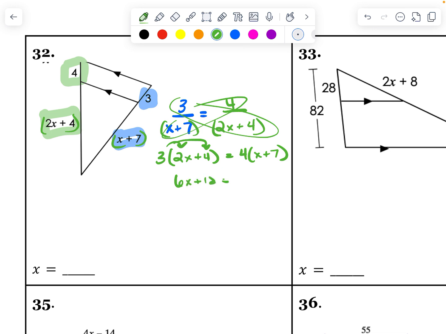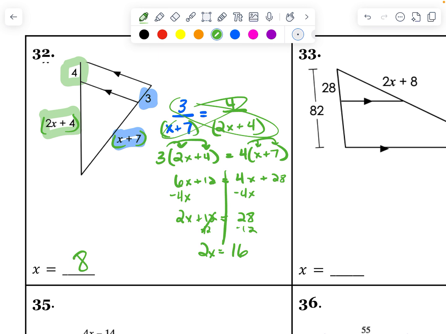6x plus 12 is 4x plus 28. Minus 4x, minus 4x. Hope you like algebra, y'all. 2x plus 12 equals 28. Minus 12, minus 12. 2x equals 16. So x is 8. Again, we can plug that in and make sure that makes sense. Let's see. 8 plus 7 is what, 15? And 16 plus 4 is 20. So that would be times 5, times 5. Cool. We got it right.